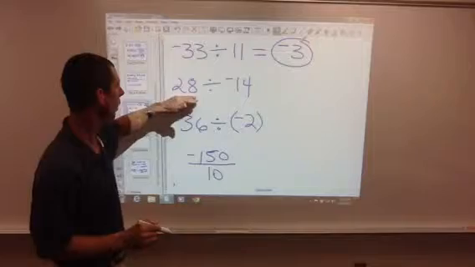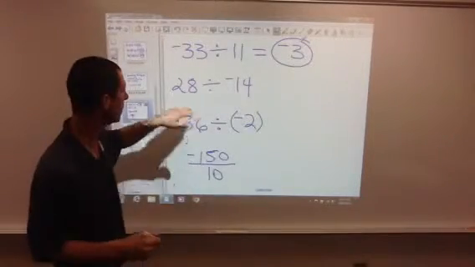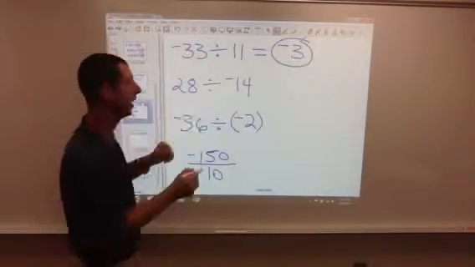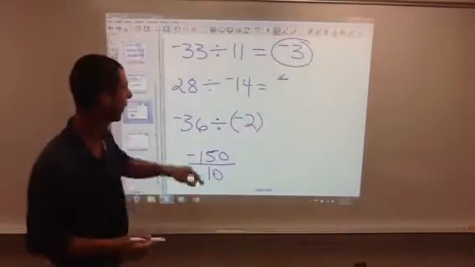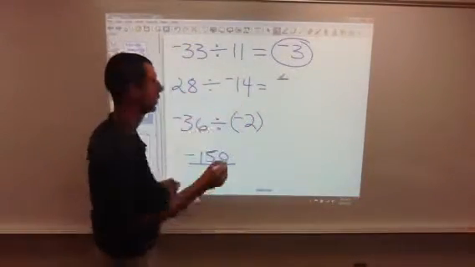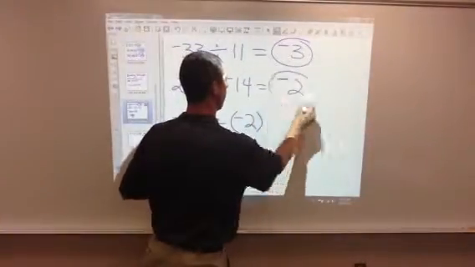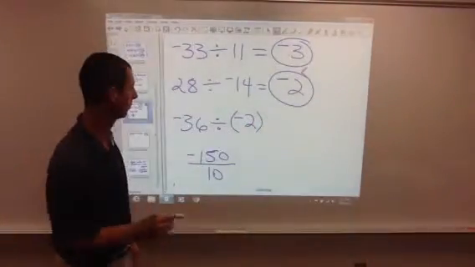Here, 28 divided by negative 14, once again a positive divided by a negative. My answer is going to be negative. Get the negative sign in so you don't forget. 28 divided by 14 is 2, so my answer is negative 2.